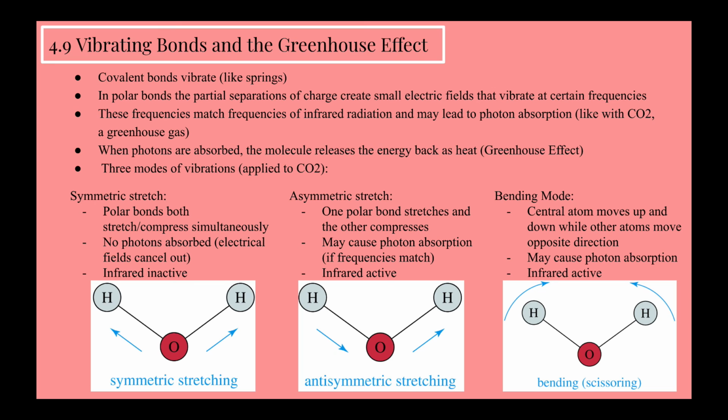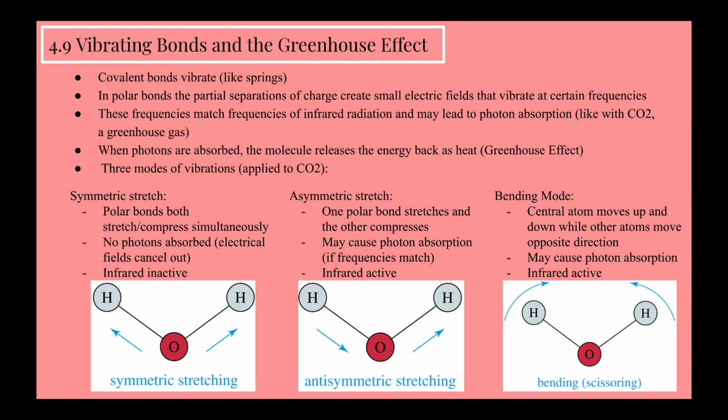Now let's discuss vibrating bonds and the greenhouse effect. The Lewis structure and other diagrams of atoms tend to imply that the bonds are rigid, but they actually vibrate like springs. Specifically, in polar bonds, the partial separations of charges create small fluctuating electrical fields that vibrate at certain frequencies. Coincidentally, these frequencies match the frequencies of infrared radiation from sources like the sun, and this could lead to photon absorption, like in the case of CO2, a greenhouse gas. When photons are absorbed, the electrons within the compound and the atoms are excited and move on to higher energy levels or higher orbitals, and when they go back down to the ground state, they release energy back as heat. This process is known as the greenhouse effect.